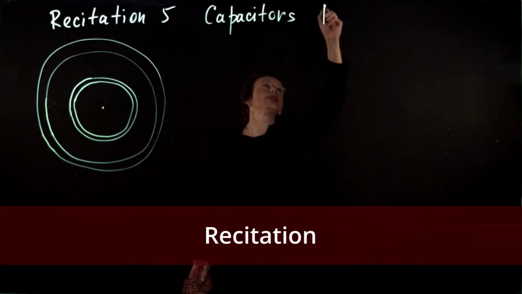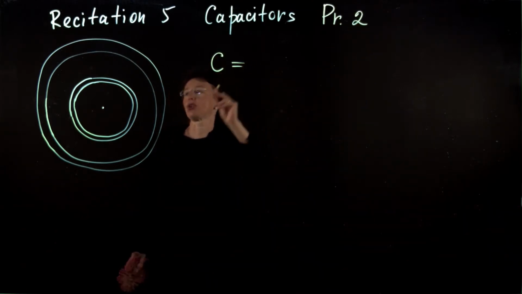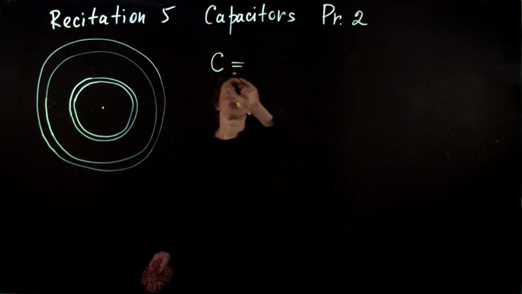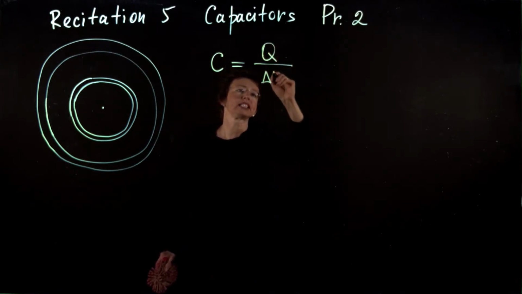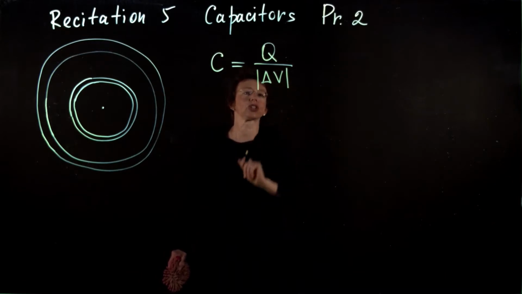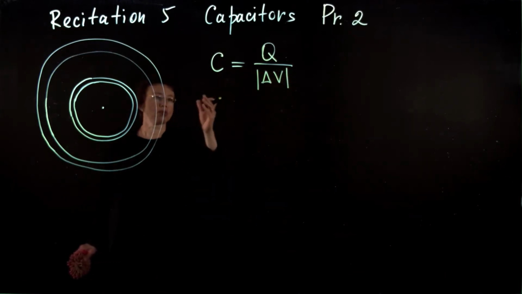For problem 2, we will find the capacitance for a spherical capacitor. By definition, the capacitance is charge divided by the difference in the electric potential, delta V, in absolute value. So how do we find the capacitance?